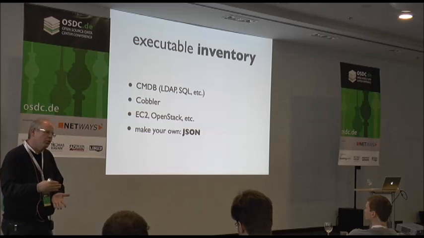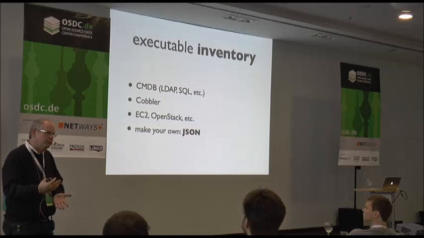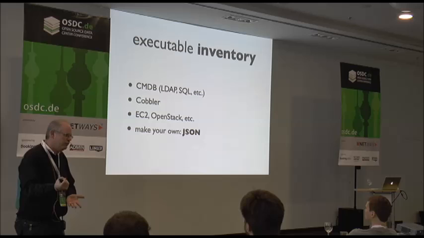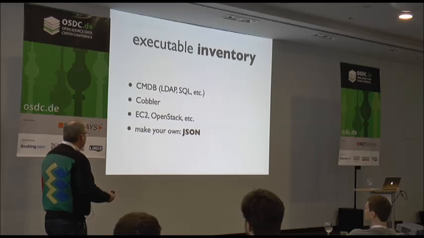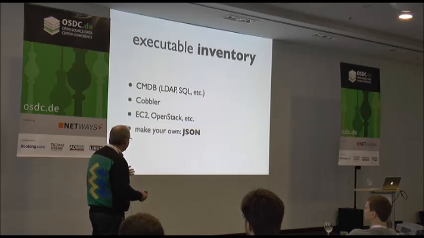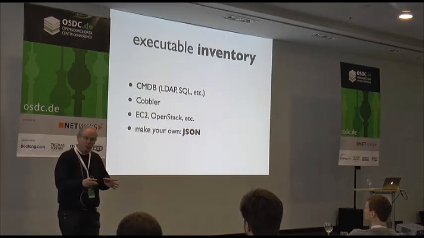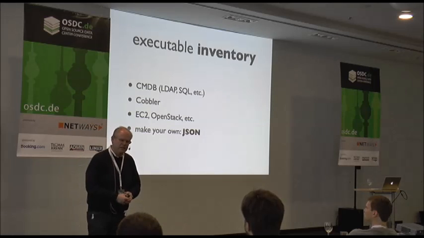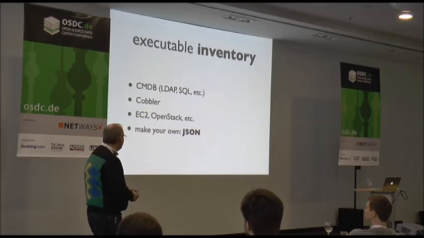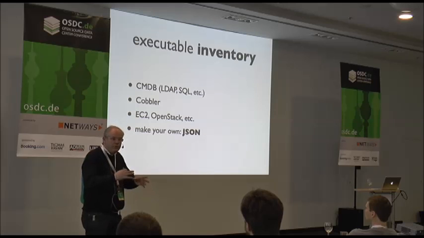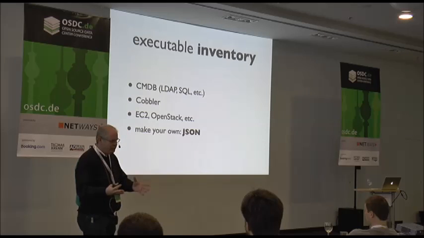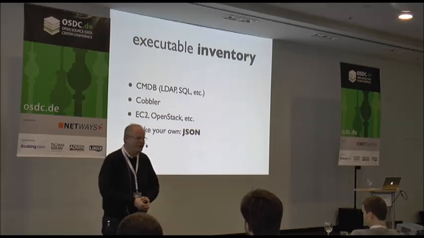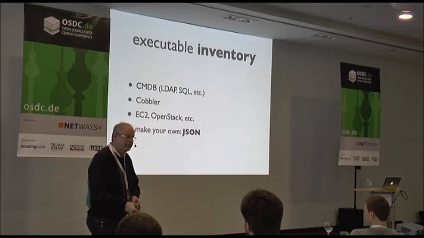And that means we can have inventory pulled out on the fly directly from our configuration management database, or from LDAP, from MySQL, from Cobbler, EC2, OpenStack, for which there are already examples in the Ansible distribution. Or, of course, we can create our own. If you have some sort of newfangled database, or an Excel sheet where you keep your host information, you could actually create an inventory script that would query that.